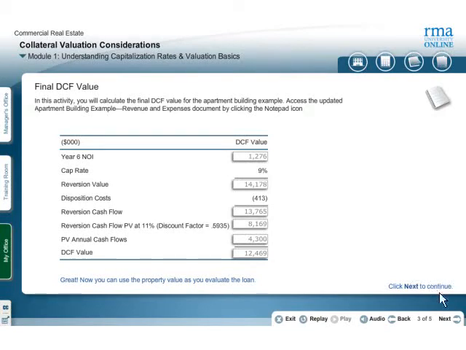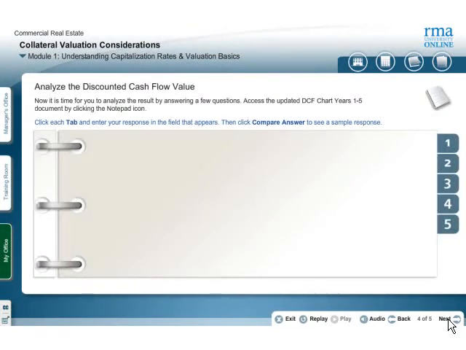Many of the My Office exercises build on one another. In this exercise, learners use the discounted cash flow value they calculated on the previous page to analyze the results. Learners enter their response in each field and can compare their answer to an expert answer. The learner's answers to each of the My Office exercises are saved and can be printed out at the end of the course.